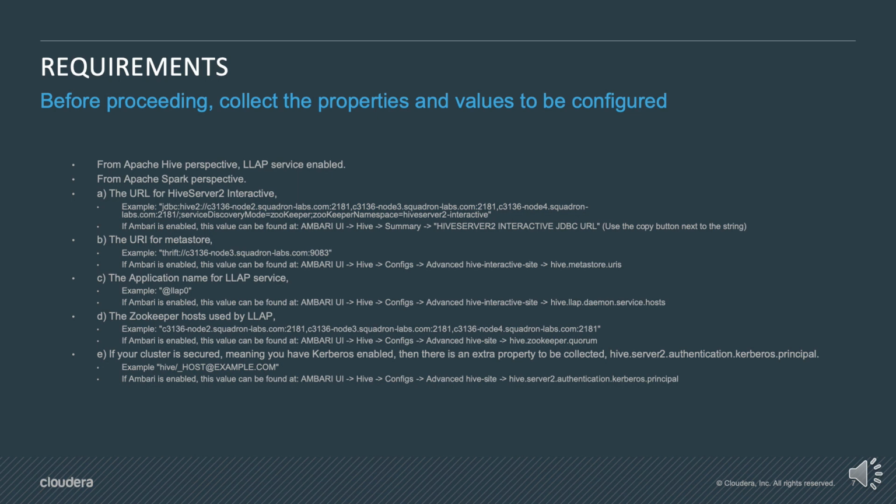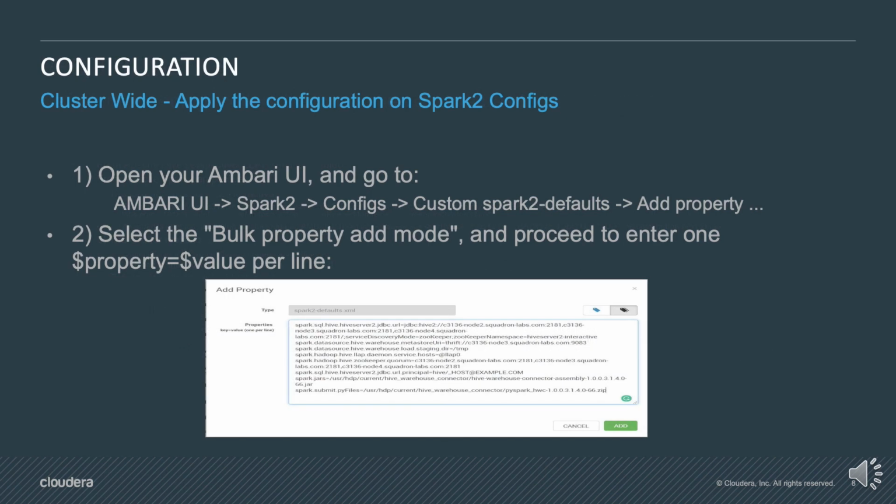Now that we have all of the Hive properties and values, let's proceed to configure Spark cluster-wide to be able to use the Hive Warehouse Connector. Open up your Ambari UI, go to the Spark2 section, Configs, scroll down to Custom spark2-defaults, and then click on the Add Property link. Next, select the bulk property add mode and enter one property equals value per line. Make sure to remove any trailing spaces on each line. Now click on Save and restart the Spark2 service.